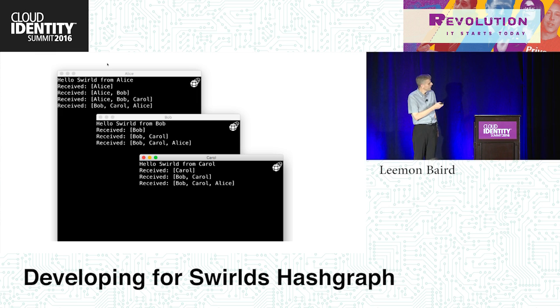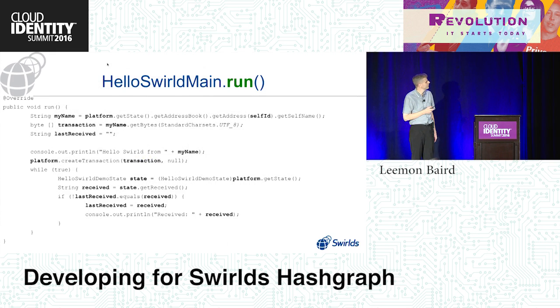And that's it. So let's look at the code for those two. Two slides left with the code. Here's what your run program does. This is your main program. You get your name from the platform. Then you create your transaction. And I said we're only going to create one.